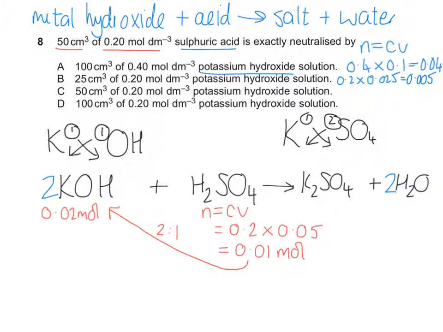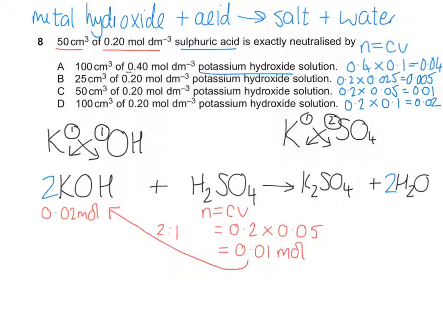Option C is a concentration of 0.2 times by a volume of 0.05, which gives us 0.01 moles, so again not right. And then finally option D, concentration of 0.2 times by volume of 0.1, which gives us a number of moles of 0.02 moles. So that's one option, you can do it that way. That's probably the more logical, methodical way of doing it.